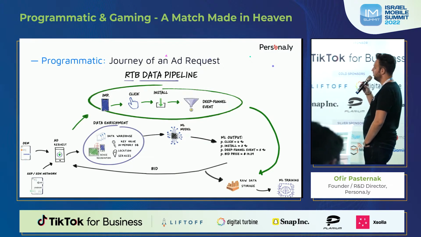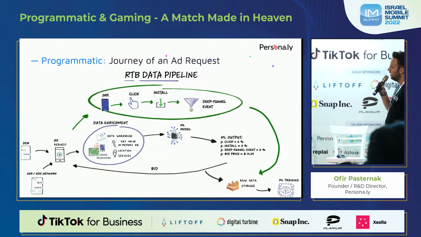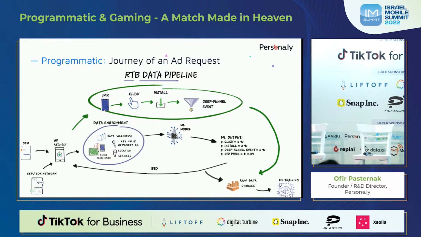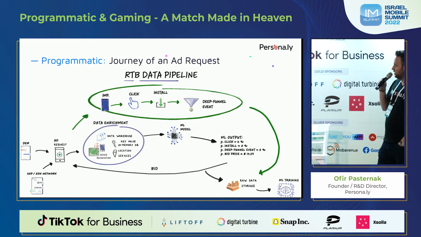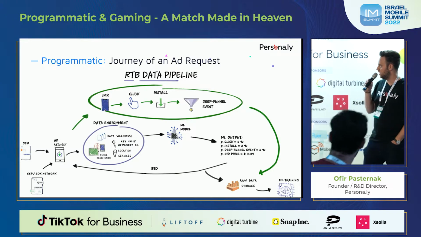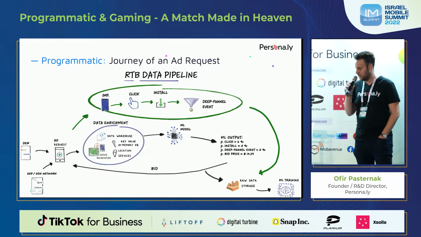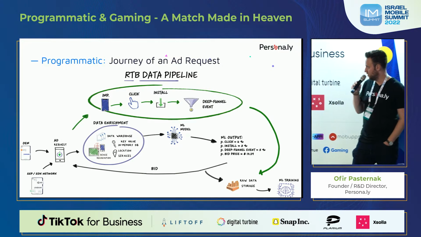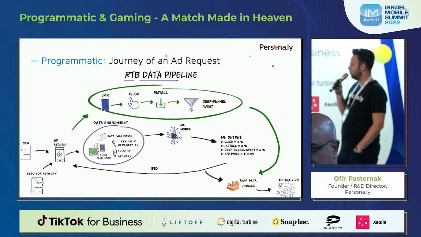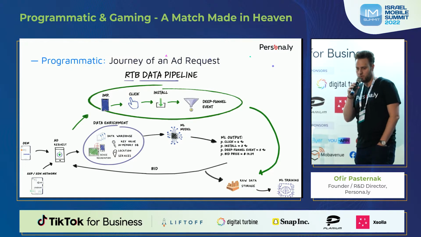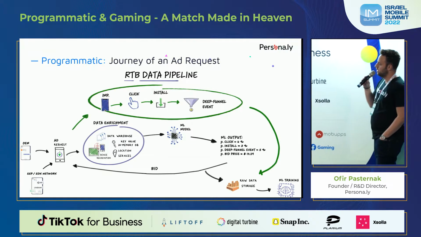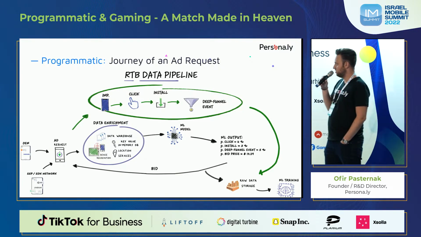So we'll go through a journey of an ad request from the start to the end. Basically, everything starts on the user device. It can be either from an OEM like Xiaomi, Samsung, or an SDK network like AppLovin, ironSource, Tapjoy, and so on. Then the DSP will get the bid request with some basic information about the user, like the device ID, if it's Android, what kind of device you have, and so on.